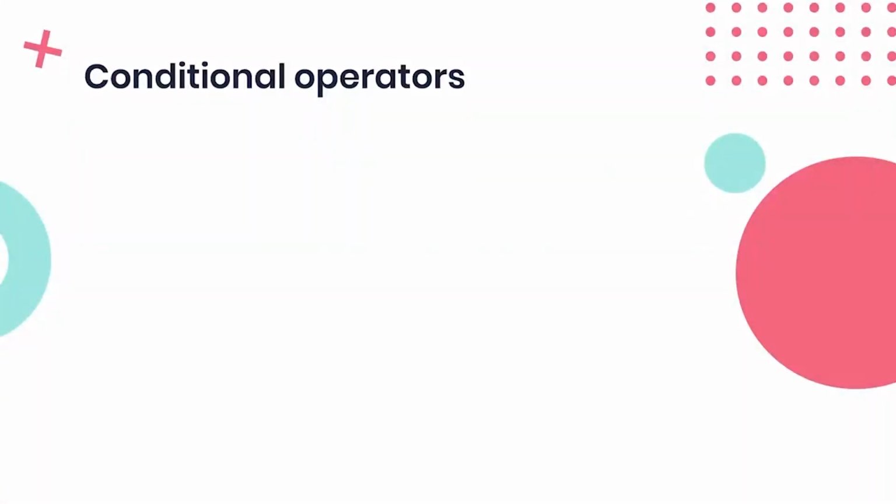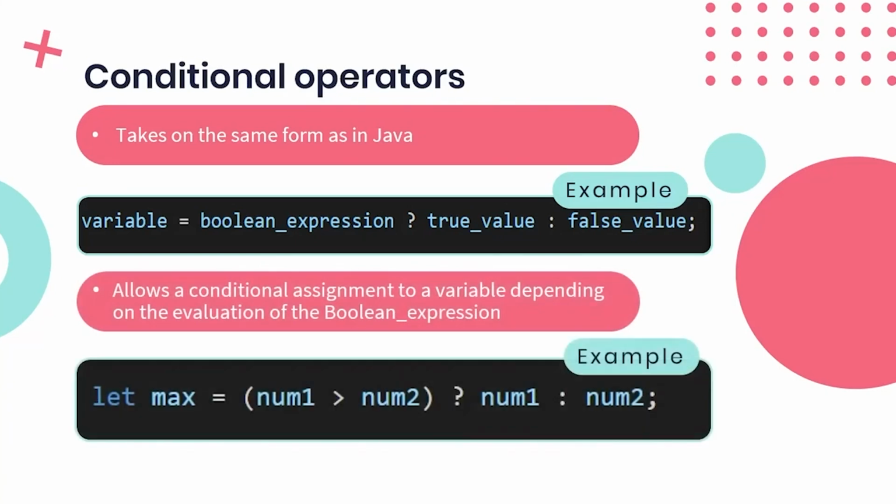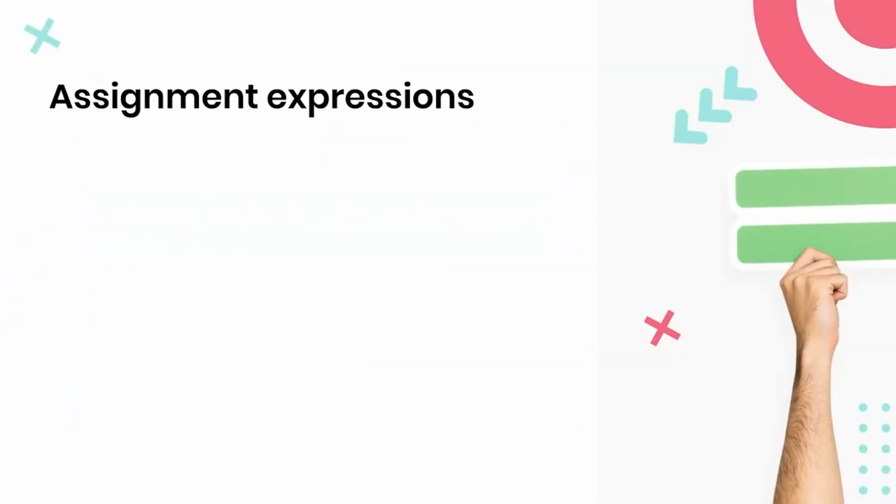The conditional operator takes on the same form as in Java, which is seen in this example. This basically allows a conditional assignment to a variable depending on the evaluation of the boolean_expression. If it is true, then the true_value is assigned to the variable. If it's false, then the false_value is assigned to the variable. So that brings us to the end of our chat about the different types of operators.